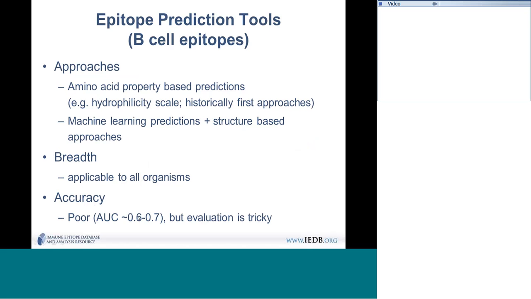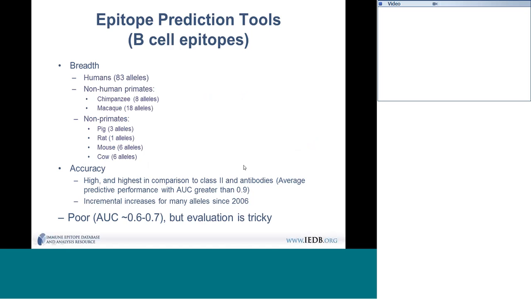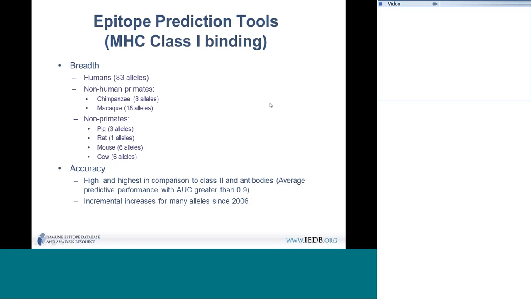With AUC values, which is the area under the curve of this ROC plot that I just showed you, between 0.6 and 0.7. For MHC class 1 binding, we have a lot of data for different human alleles, non-human primates, non-primates. The accuracy is very high. These predictions work extremely well, with average prediction performance with AUC greater than 0.9.